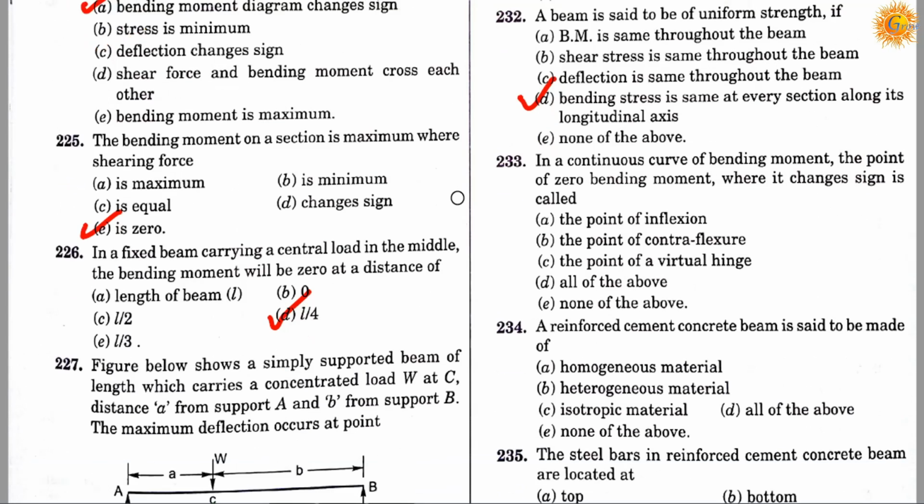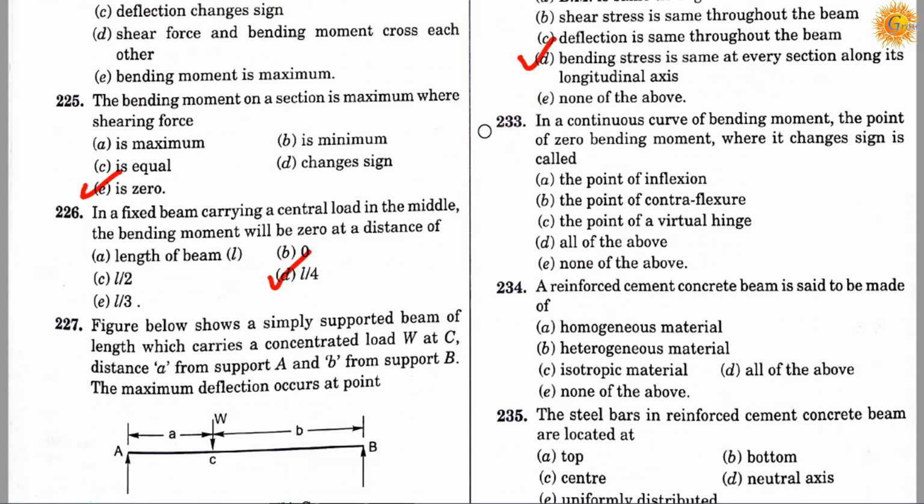Question number 233. In a continuous curve of bending moment, the point of zero bending moment where it changes sign is called: option A, the point of inflection; option B, the point of contraflexure; option C, the point of virtual hinge; option D, all of the above; and option E, none of the above. Correct answer is D. It will be all of the above.